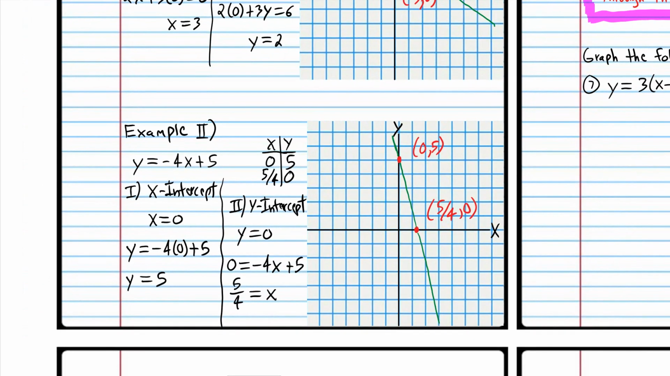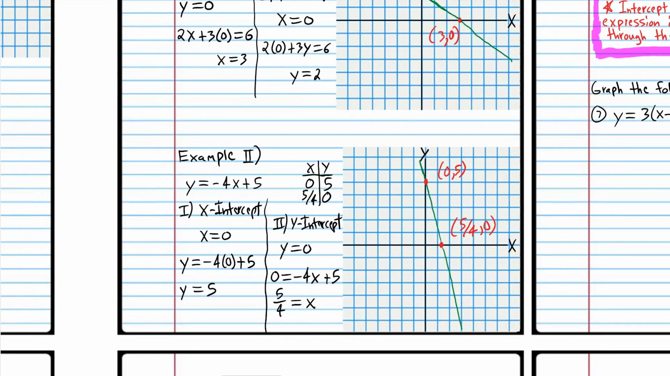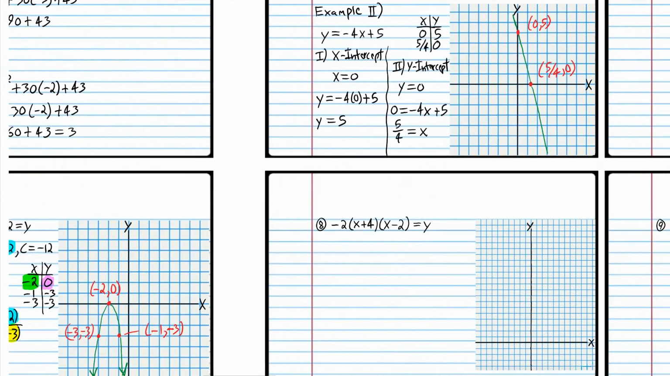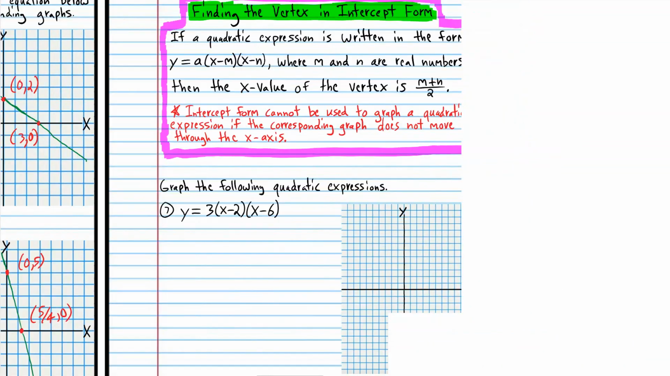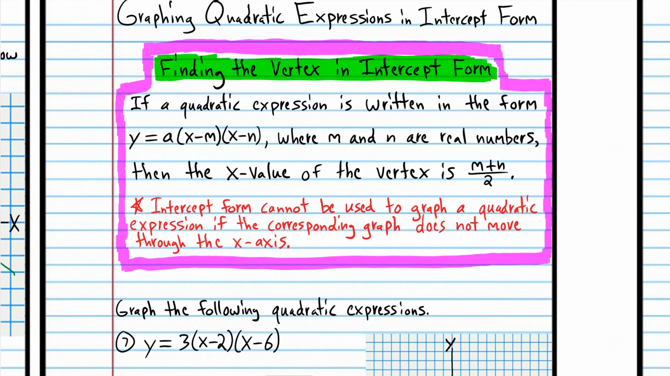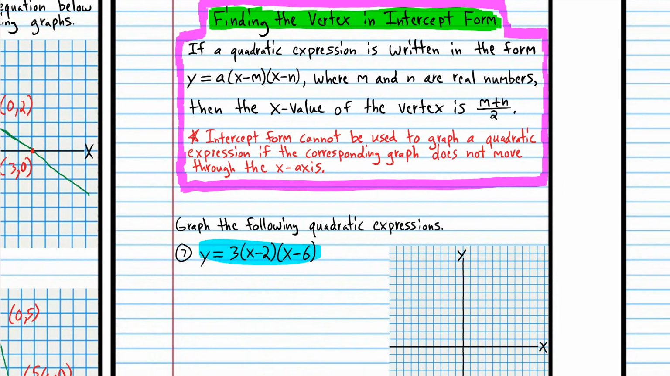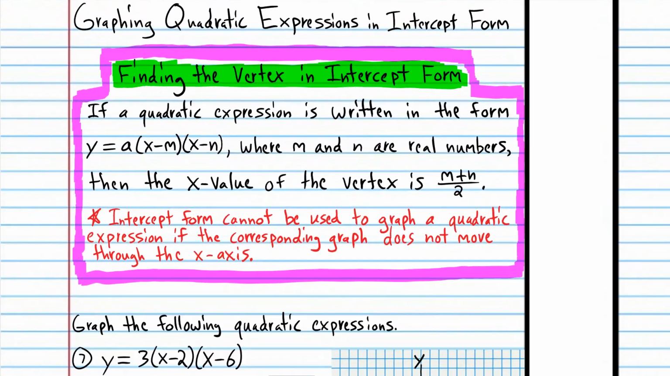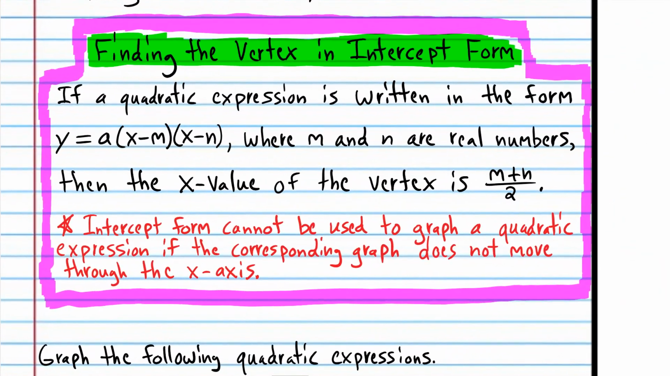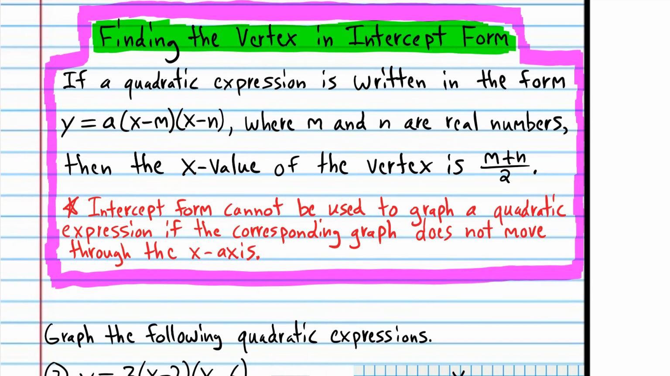Okay, so again, that was reviewing x and y intercepts. So all that said, we're now going to learn how to graph quadratic expressions that are in intercept form. So this is intercept form here, and we're going to approach this the same way that we did the previous problems. Whenever you're graphing, you need to find the vertex first. And this information here tells us how to find the vertex when a quadratic expression is written in intercept form.